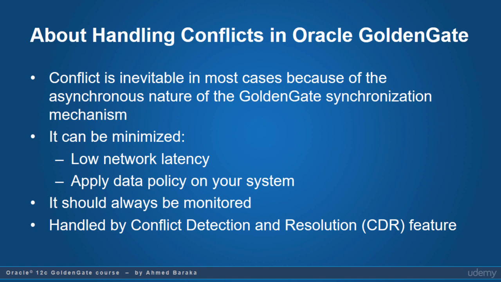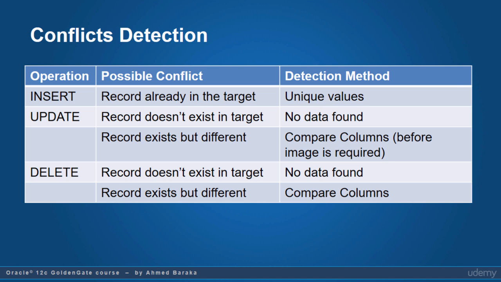In Oracle Golden Gate, the options that are available to detect and resolve conflicts are called Conflict Detection Resolution, or CDR. In this lecture, you will learn how to use the CDR options. This list shows the logic that the Golden Gate follows to detect the conflicts. For inserting a record that's already there in the target database, the unique constraints will simply disallow it, and that's how Golden Gate detects it.